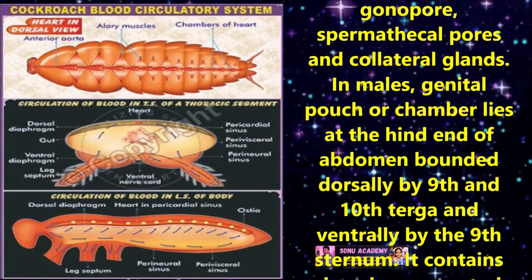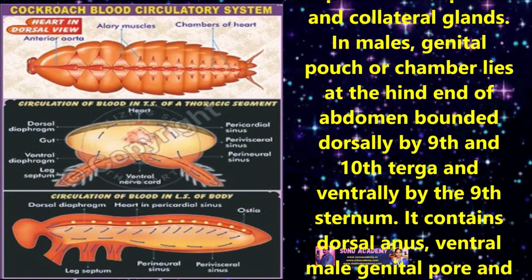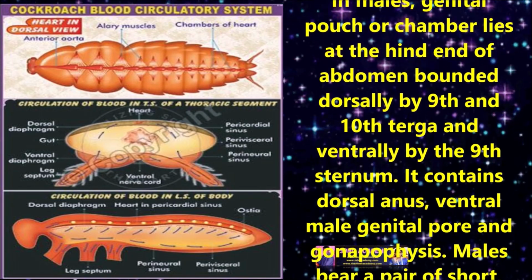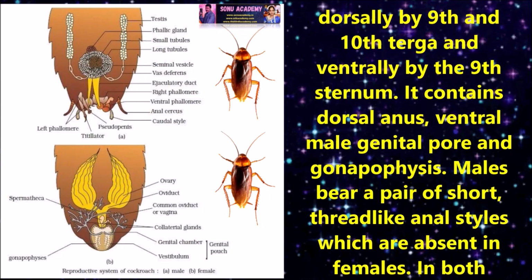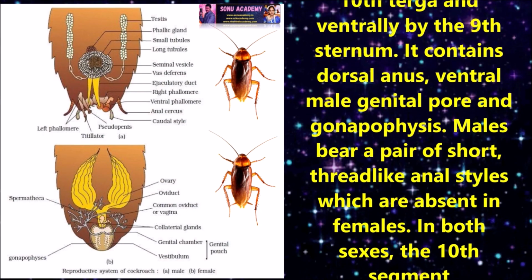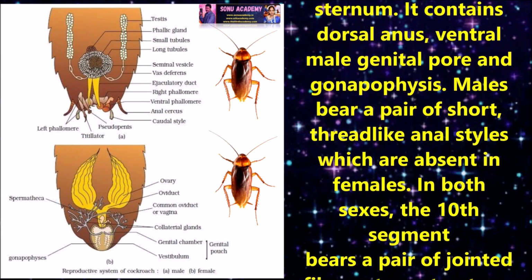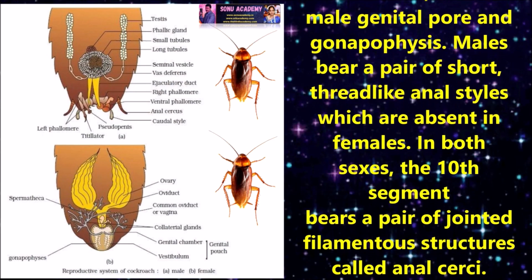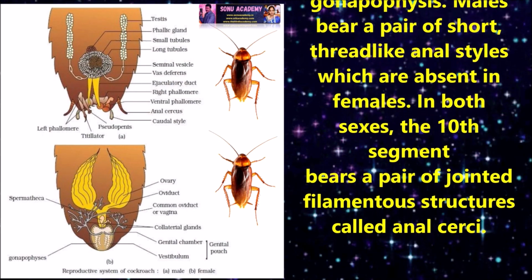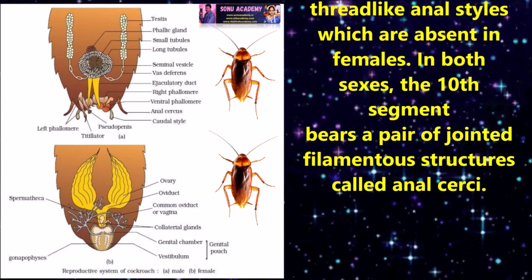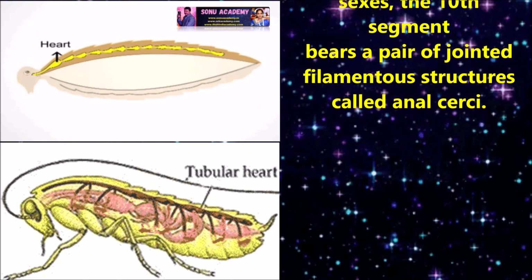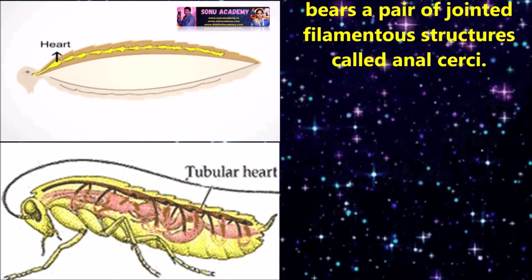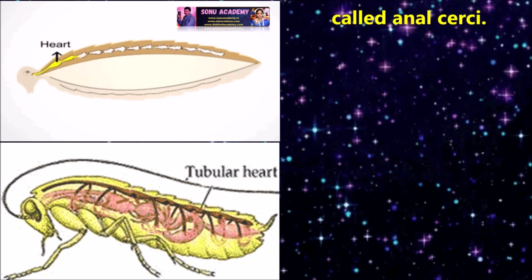In males, the genital pouch or chamber lies at the hind end of the abdomen, bounded dorsally by the 9th and 10th terga and ventrally by the 9th sternum. It consists of a dorsal anus, ventral male genital pore and gonapophysis. Males bear a pair of short thread-like anal styles which are absent in females. In both sexes, the 10th segment bears a pair of jointed filamentous structures called anal cerci.